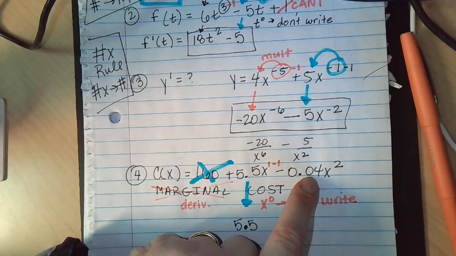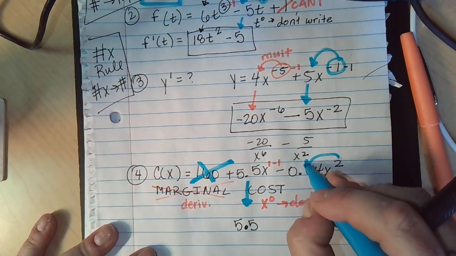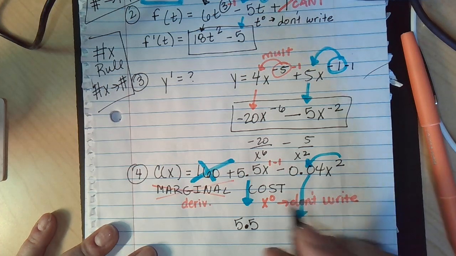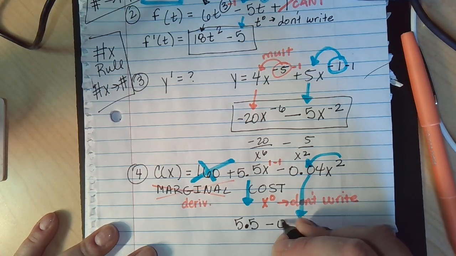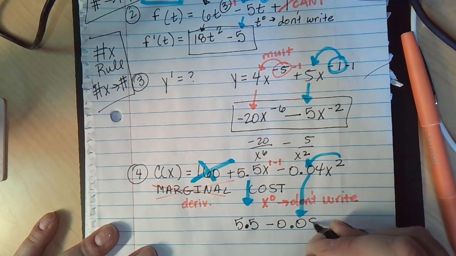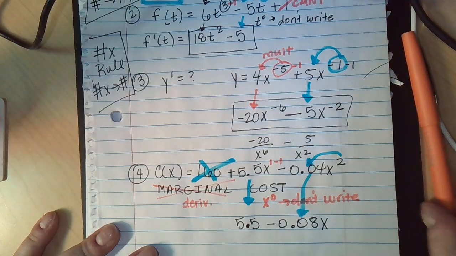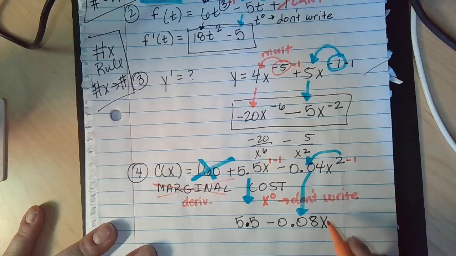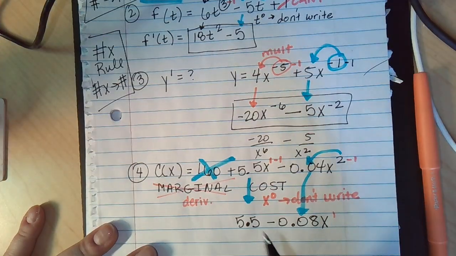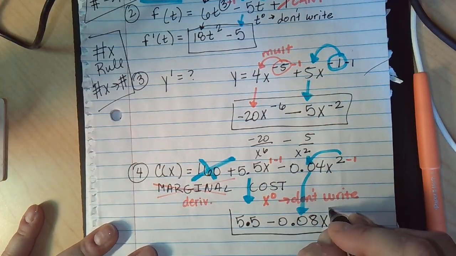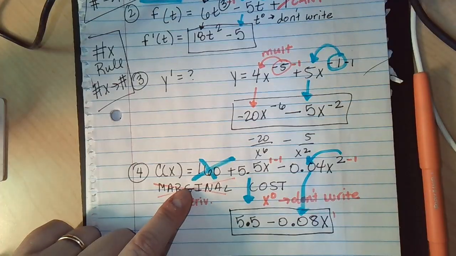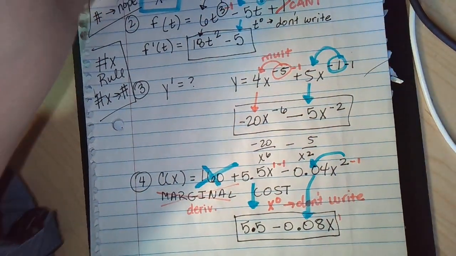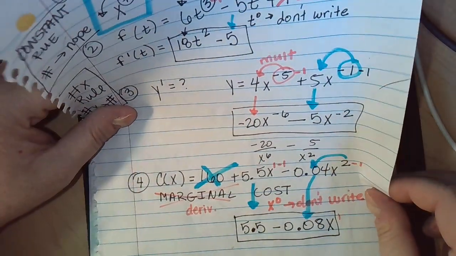And then for this next piece, we take the 2 and multiply it with that number attached and bring it down. So 2 times negative 0.08, x to the, subtract 1 from the exponent, so we only have 1 in the air. This is our derivative, or it's called the marginal cost.